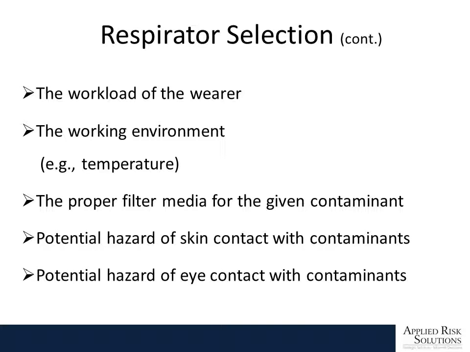The workload of the wearer is also critical. Respirators tend to create fatigue because you're having to work harder to breathe in. The working environment, the temperature should also be considered. The proper filter media for a given contaminant. Not all contaminants can be filtered with the same cartridges. Potential hazard of skin contact with the contaminants, and also the potential hazard for eye contact will determine whether you need a full face respirator or not.